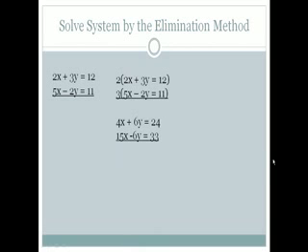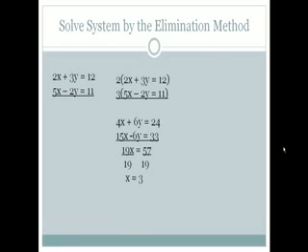And if you will look at your y terms, notice that positive 6y and negative 6y are opposites of each other. Those cancel out. So we can combine our like terms. 4x plus 15x is 19x, and 24 plus 33 is 57. Divide both sides by 19, and x equals positive 3.